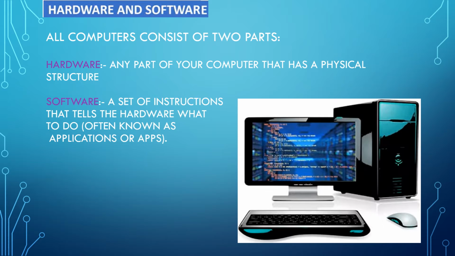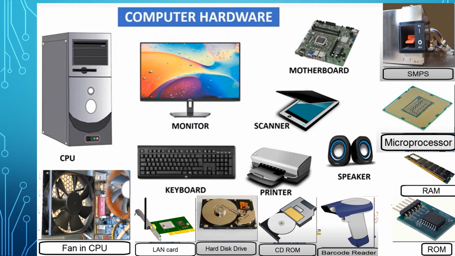Hardware and software. All computers consist of two parts. One is hardware, that is any part of your computer that has a physical structure. The other is software, a set of instructions that tells the hardware what to do, often known as applications or apps. Computer hardware is any part of the computer that we can touch.